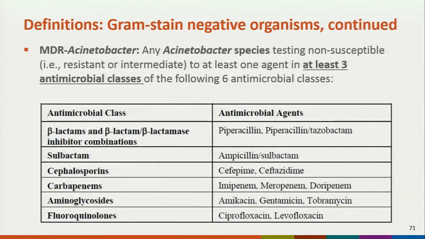Okay, and then your MDRO Acinetobacter. So this is defined as any Acinetobacter species testing non-susceptible, so in other words, resistant or intermediate to at least one agent in at least 3 antimicrobial classes. So you have 6 antimicrobial classes here, so here's your classes. So you must test resistant to at least 3 out of this column, okay? And then one agent out of that column.